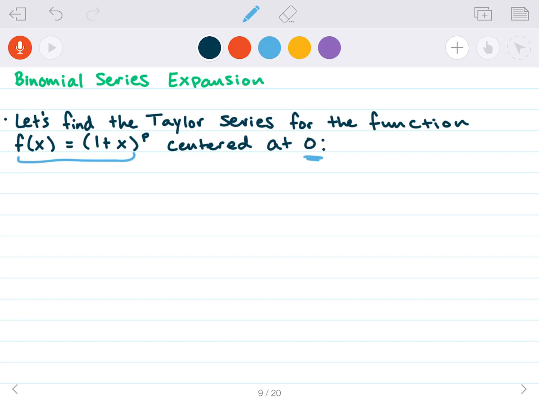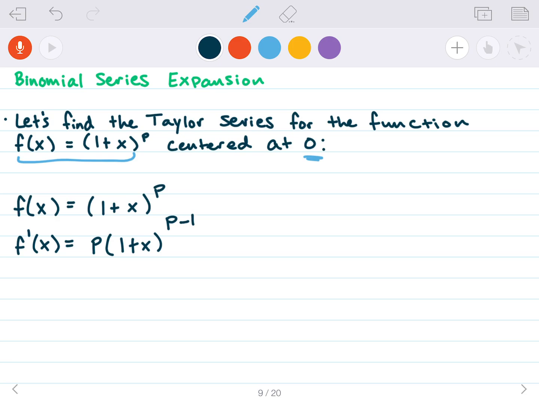Remember what we do when we find the Taylor series. We start with f of x, and then we start taking derivatives. So here's f of x. Now what is f prime of x going to be? Well, I have to use the chain rule, so I multiply the p on the outside, 1 plus x to the p minus 1, times the derivative of the inside, which is simply 1. So we don't have to keep doing that every time.